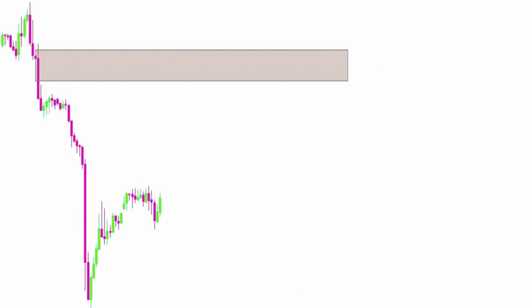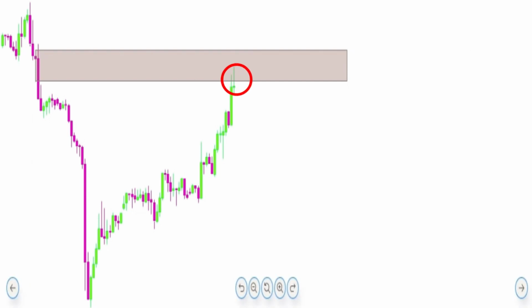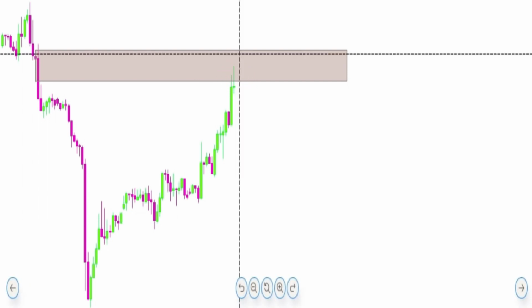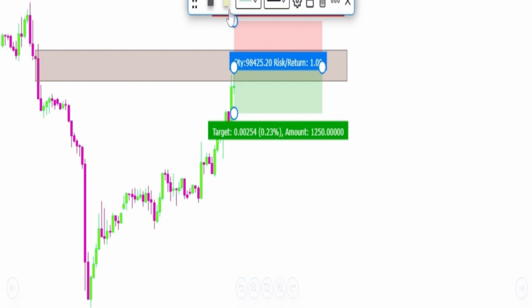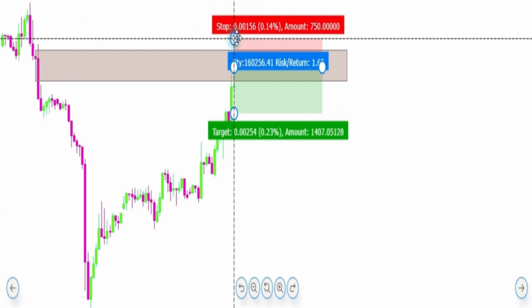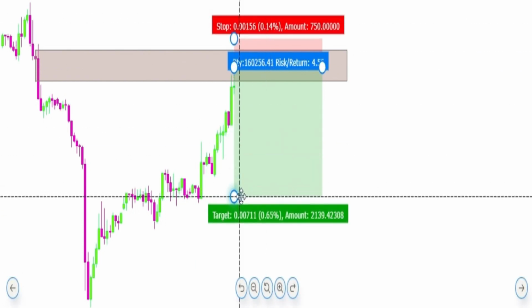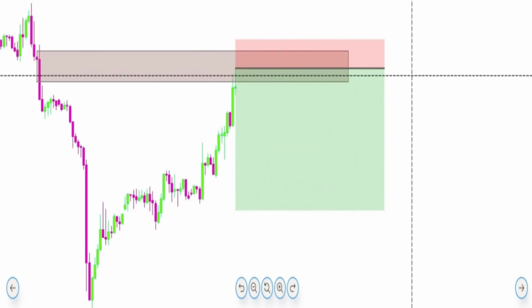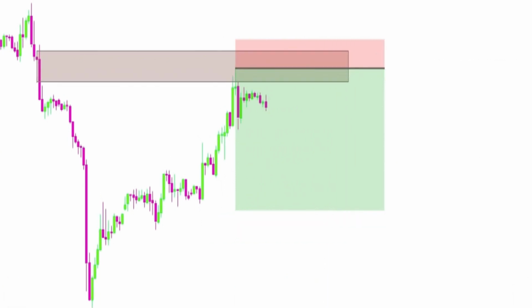Now we would wait for the price to come back to the supply zone in order to initiate our short trade into the market. Here is our entry point. We would keep our stop loss above the supply zone and place our targets at 3:1 risk to reward ratio. And as you can see, we made a nice 3:1 risk to reward ratio through this trade. Now let us move on to the second way.